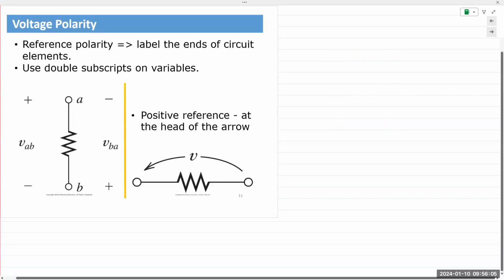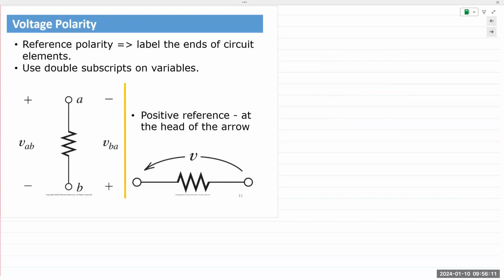Same thing for the voltage. Voltage has a polarity. We have a plus sign and a minus sign. We use double subscripts on the variables. VAB simply means I'm measuring my voltage at point A with my reference at point B. When you measure the voltage, see, current flows through an element, so we are talking about direction. But voltage is measured across. Current is always through, and voltage is always across. So it's measured across 2 points.